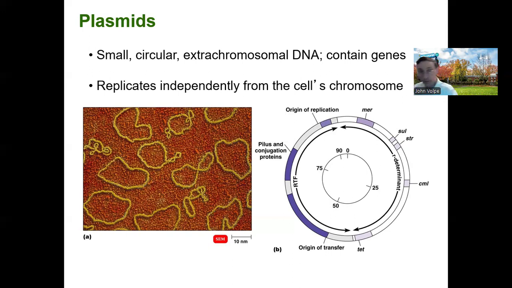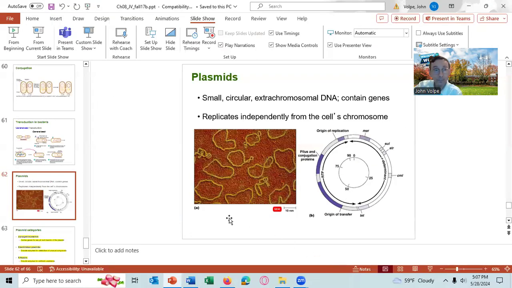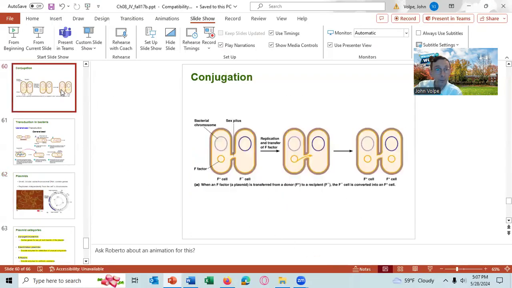And I've actually already showed you that. Let's go back. When we were talking about conjugation, the F plasmid replicated in this cell and then sent one plasmid into the neighboring cell. That replication of the plasmid was independent of replication of the chromosome in this cell.